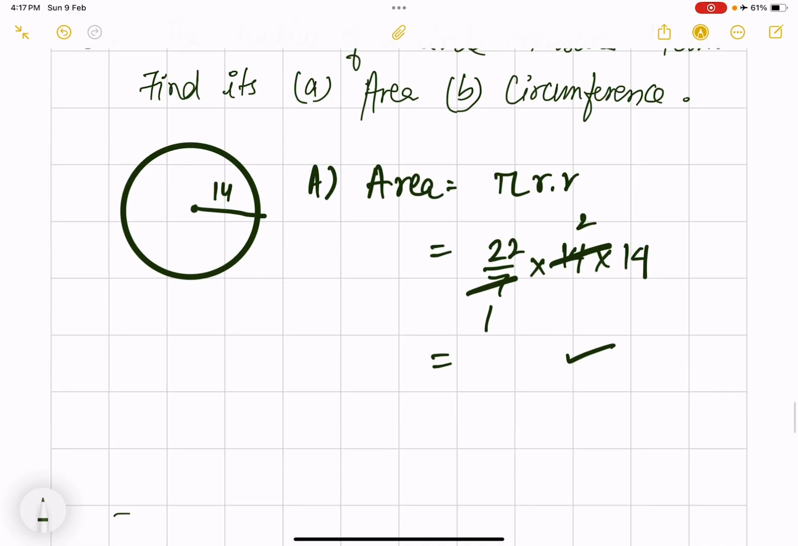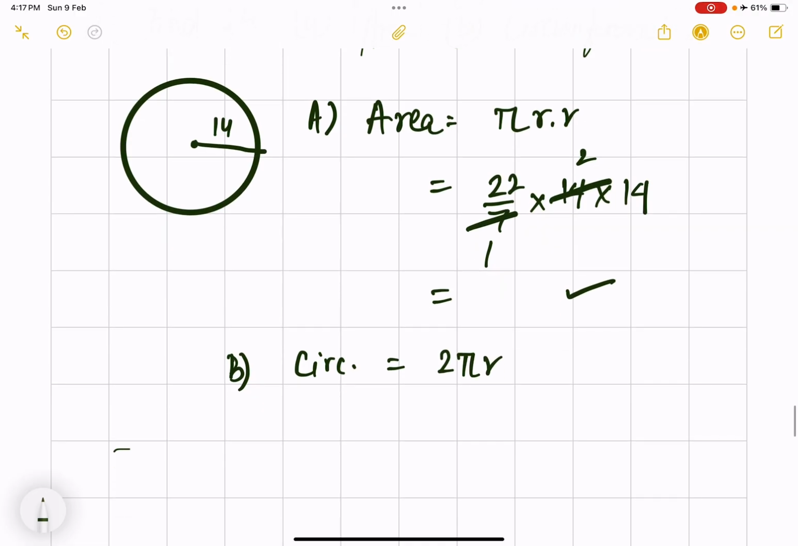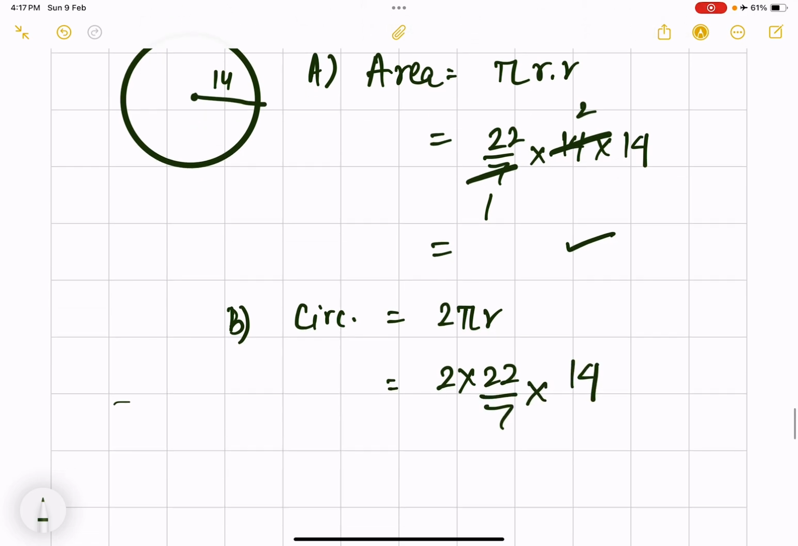Next is circumference. Circumference will be 2 into pi into r. That will be 2 into 22 by 7 into radius, that is 14. Again 7 and 14 will get cancelled and the answer will be 22 into 2 into 2. Whatever is the number, that will be the circumference.